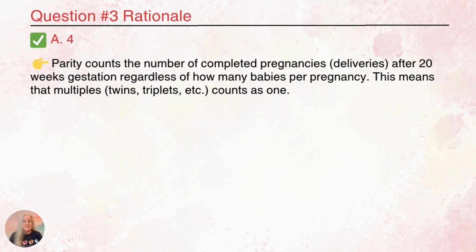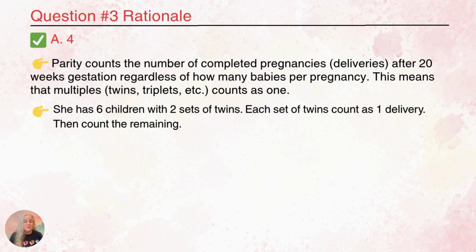So let's look at how this breaks down. Since parity is counting the number of completed pregnancies or deliveries that happen after 20 weeks of gestation, regardless of the number of babies per pregnancy, that means that each of her sets of twins are going to count as one delivery. So she's had 6 children with 2 sets of twins, and each set of twins counts as one delivery, and then we're going to count the remaining deliveries from there.